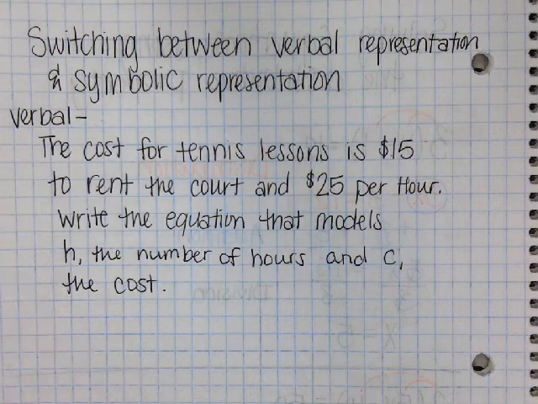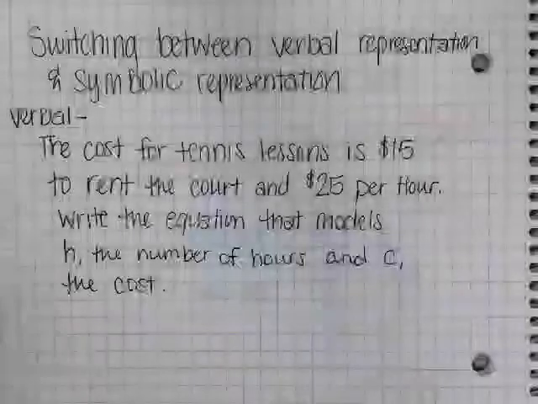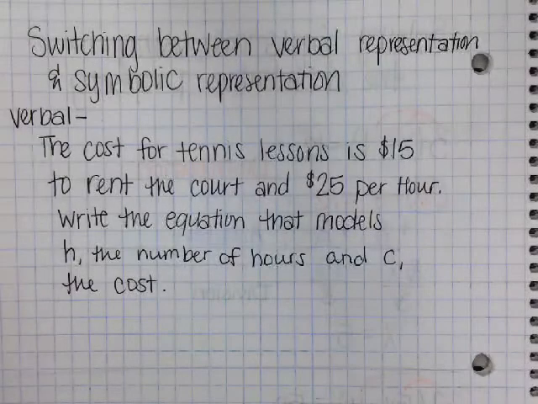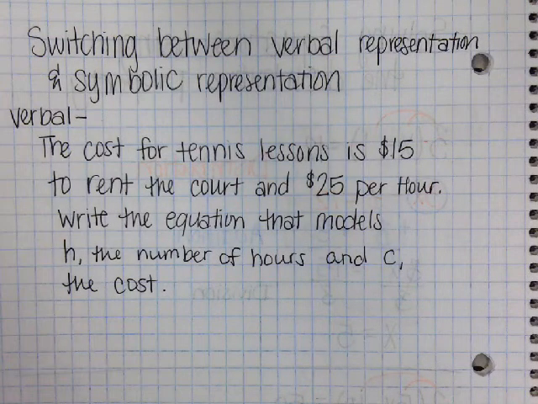So today we are going to be talking about switching between verbal representation and symbolic. If I give you a description of what's going on, you're going to write the equation. Remember, symbolic, equation, and function rule are all the same thing. Given this first statement: the cost for tennis lessons is $15 to rent the court and $25 per hour. Write the equation that models H, the number of hours, and C, the cost.